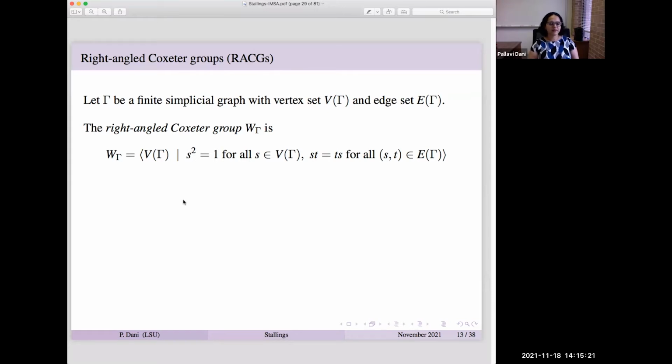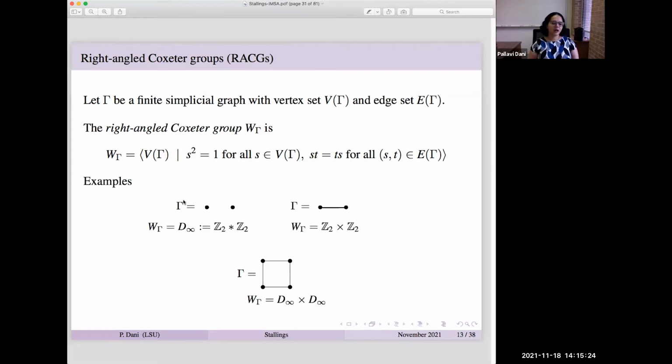Here are just some examples. If you just have two vertices with no edge, then it's a free product of two Z2s. On the other hand, if you have an edge, then it's a direct product. And here you have a situation where you've got D infinity, or in other words, Z2 star Z2. But if you have a square, then you've got two D infinities which commute, and so you get D infinity cross D infinity. Those are just some basic examples of going back and forth from the graph to the group. That's how I think about right-angled Coxeter groups, and it's natural to think about them this way when you're thinking about geometric group theory.